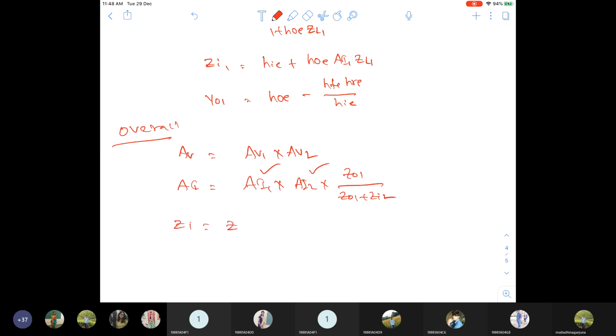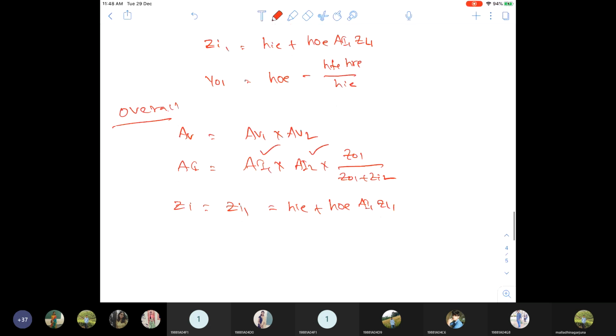ZI equal to, I told, ZI1. First stage input impedance is nothing but overall. So ZI1 already, what is that? HIE plus HOE A1 into ZL1. Next, Y0 or Z0 is nothing but 1 by Y02. So last stage, 1 by HOE minus HFE HRE by HA.